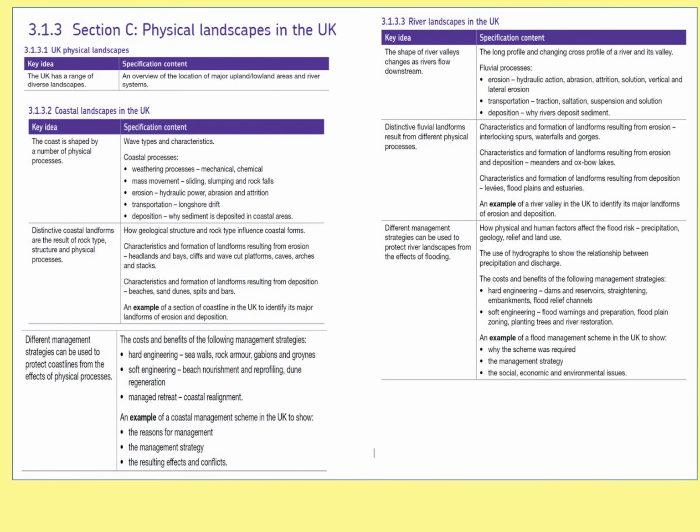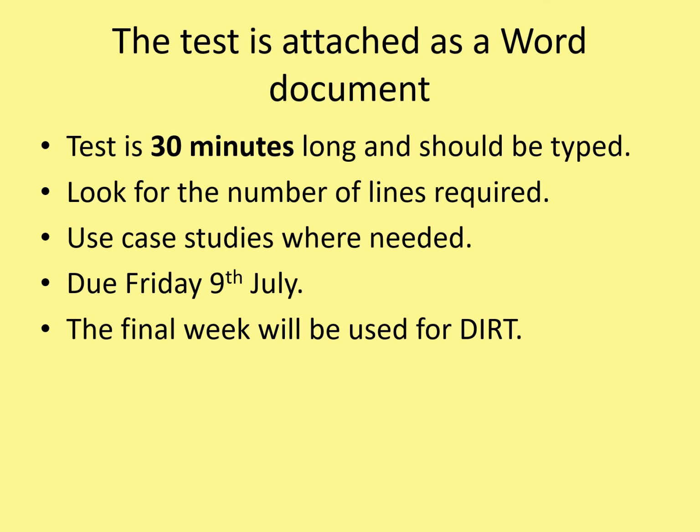So what I would suggest for you to do is go back over your physical landscapes of the UK tick list, which is just the area on the left hand side here, because the other side is rivers that will start in September. So go over and just check you're happy with everything that's on there. We've got our brilliant Lyme Regis case study to use as well from last week. So whenever you feel ready to take the test, go for it.